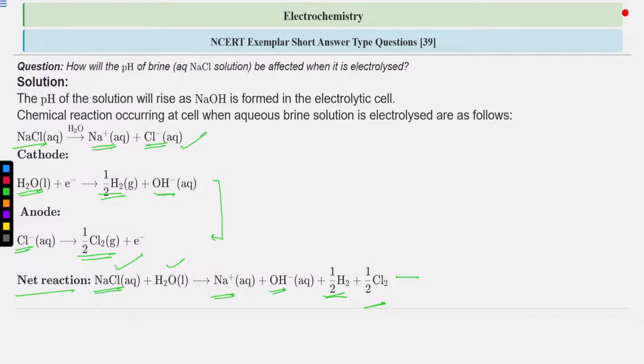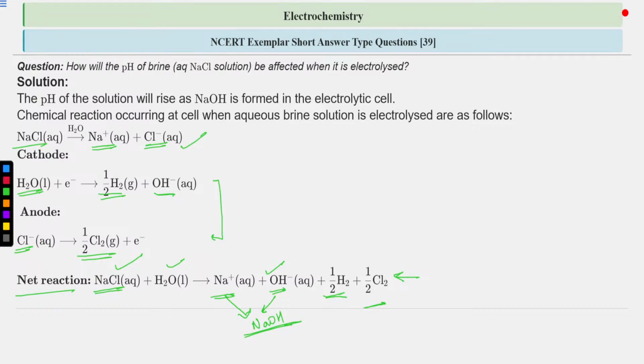So this is the net reaction which is happening, right? And we are getting hydroxyl ions in our net reaction. So Na+ and OH- will combine together because they have a tendency to combine, and they will form NaOH, as this is a base. If OH- ions are present in a solution, that means the solution is basic. So the pH will increase from that of the salt to that of the base.